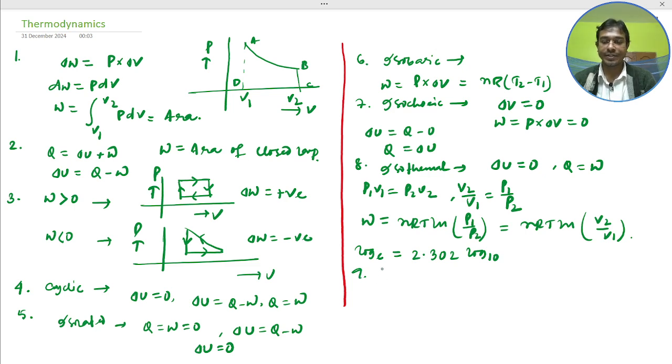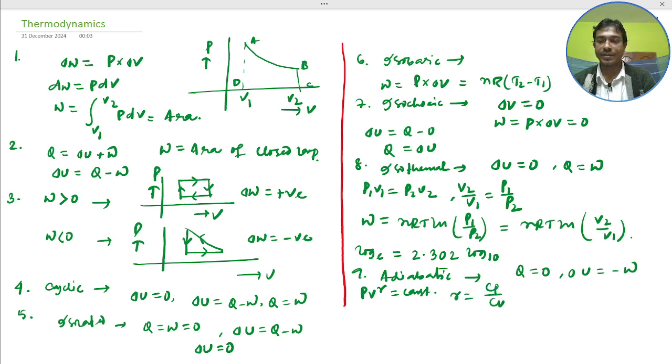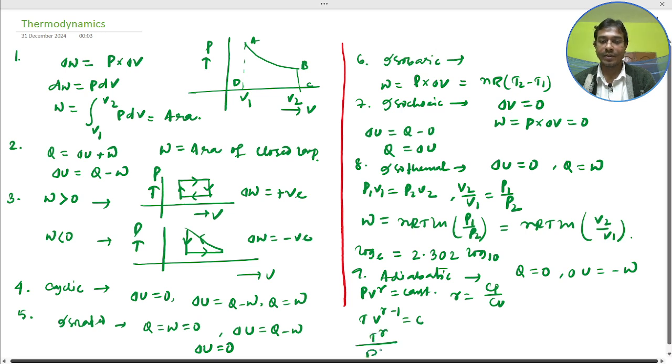Next one, the adiabatic process. In the adiabatic process, Q equal to 0, so del U equal to minus W, and here P V to the power gamma equal to constant. Gamma is the ratio of Cp by Cv. So T V to the power gamma minus 1 should be constant, and T to the power gamma divided by P to the power gamma minus 1 should be constant.